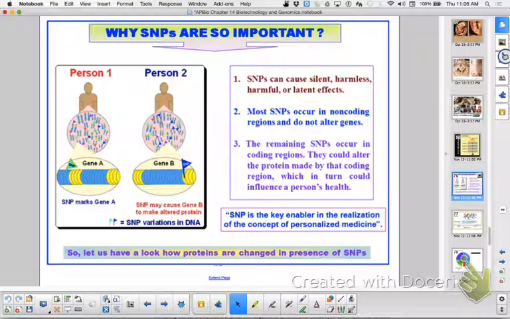Okay, and dark-shirted BioBuddy, have you identified yourself? Listen as the light-shirted BioBuddy explains to you why SNPs are so important. Go ahead, light-shirted BioBuddy.